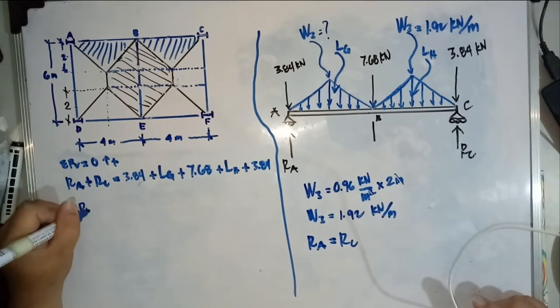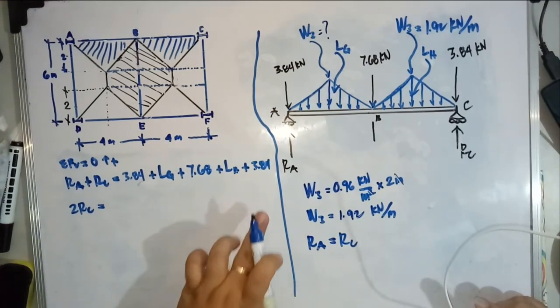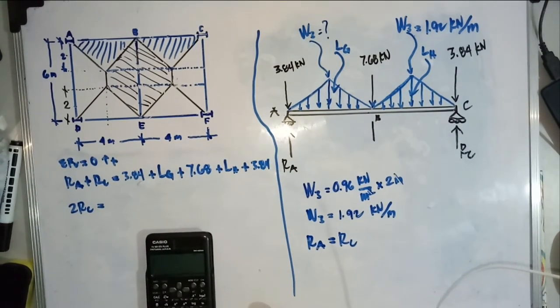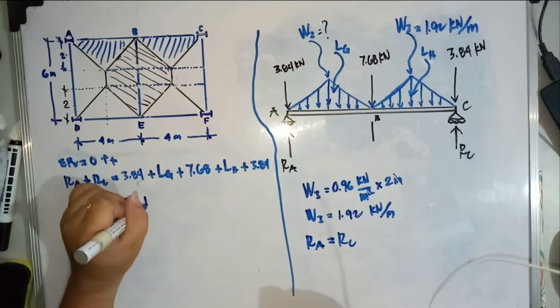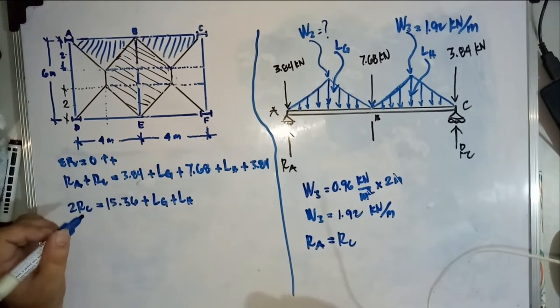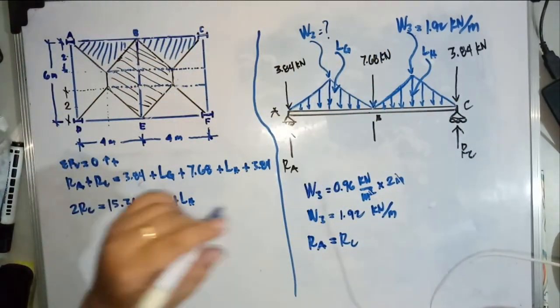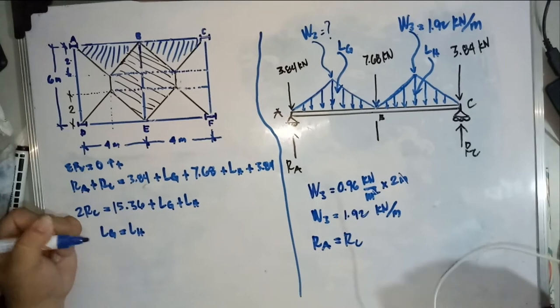So 2RC is equal to 3.84 times 2. Ito is pan whole number, no? 3.84 times 2 plus 7.68, 15.36 plus LG plus LH. Then we know LG base sa ani nga figure parehas ang mga distances, so L sub G is equal to L sub H.